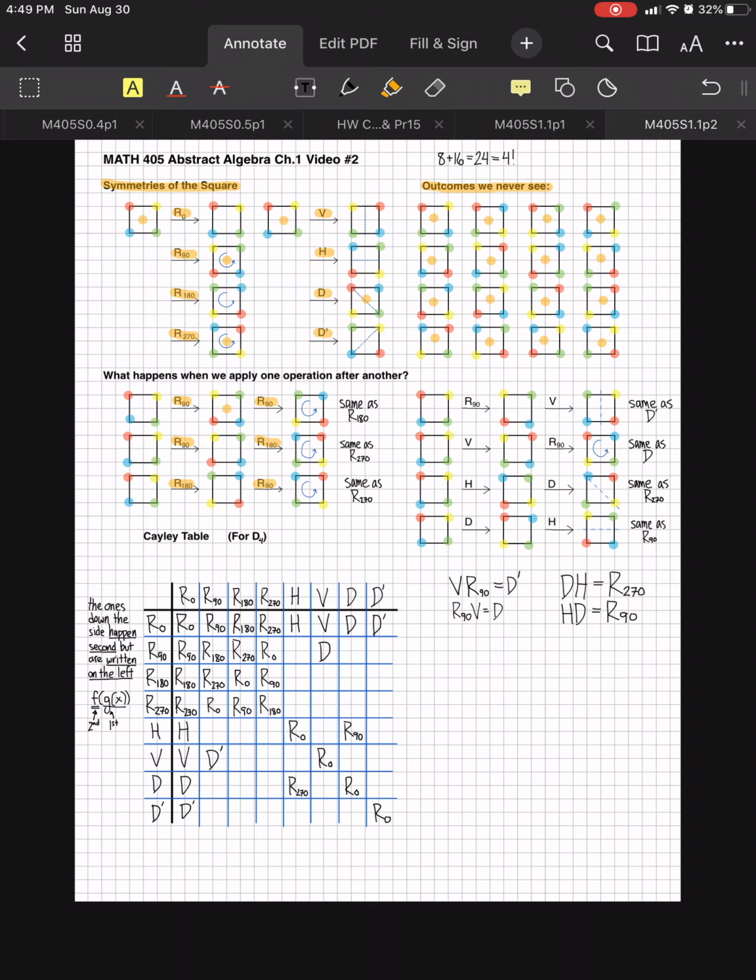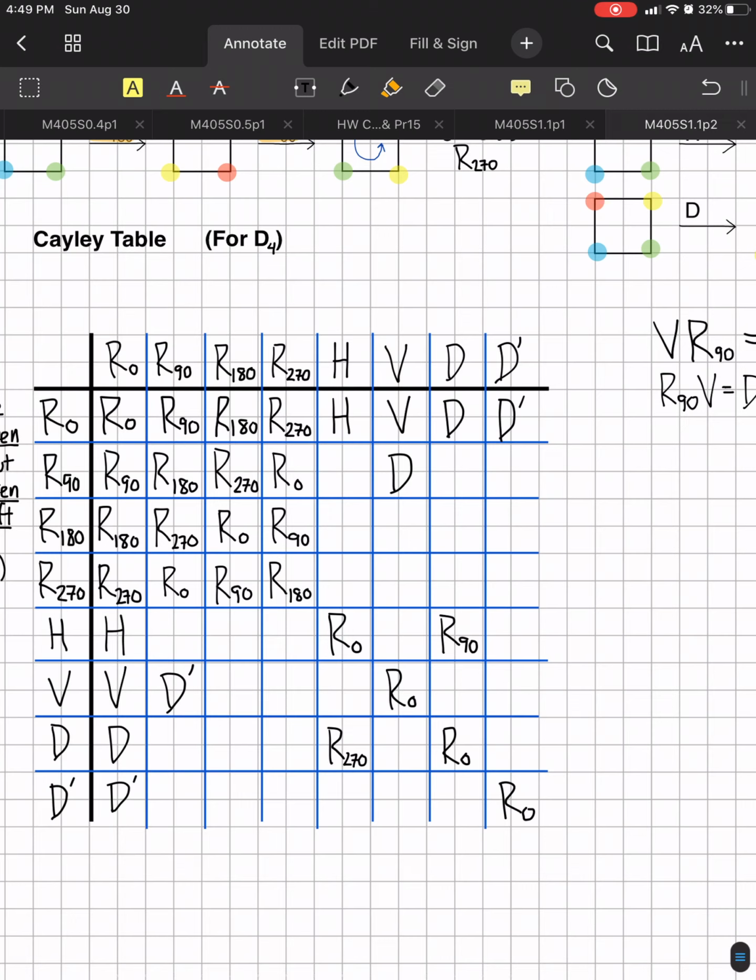I'll just talk through some of these. One thing you might have already guessed, it's not necessarily 100% obvious from what we've got here, but the upper left 4x4 in the Cayley table, those are all rotations. Same thing holds true for the lower right 4x4. Those are all rotations. And the lower left and upper right are all flips.